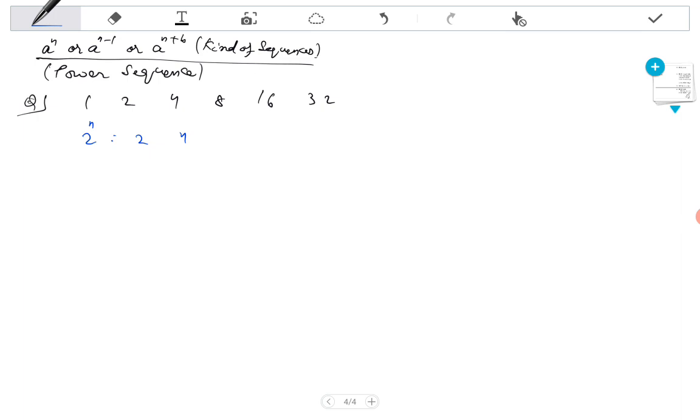Okay. You can try one thing. If you try 2 to the power n minus 1, so it gives you 2 to the power 0 as 1, 2 to the power 1 as 2, 2 to the power 2 as 4, 2 to the power 3 as 8, 2 to the power 4 as 16, 2 to the power 5 as 32 and so on. So this is actually the formula 2 to the power n minus 1. Okay, so this is how you deal with power sequences. I think I should do one more example for your practice.